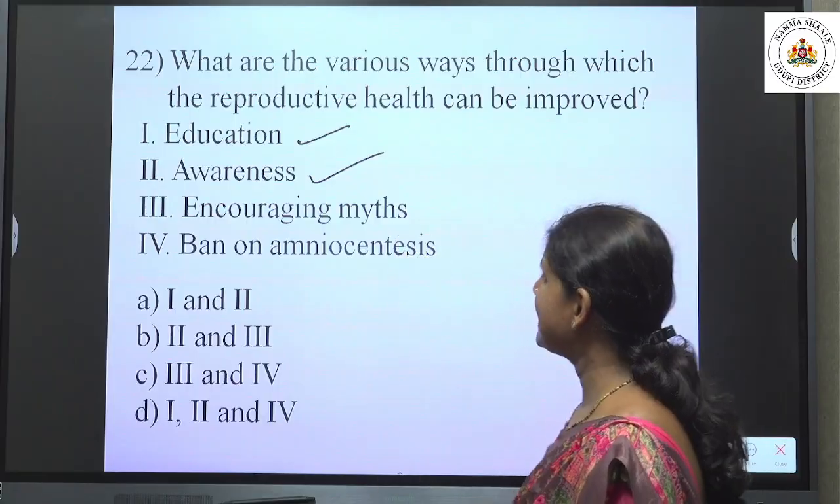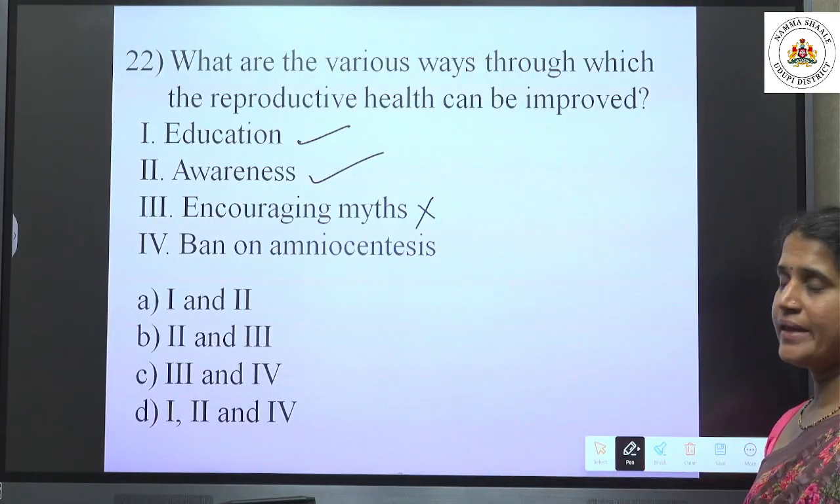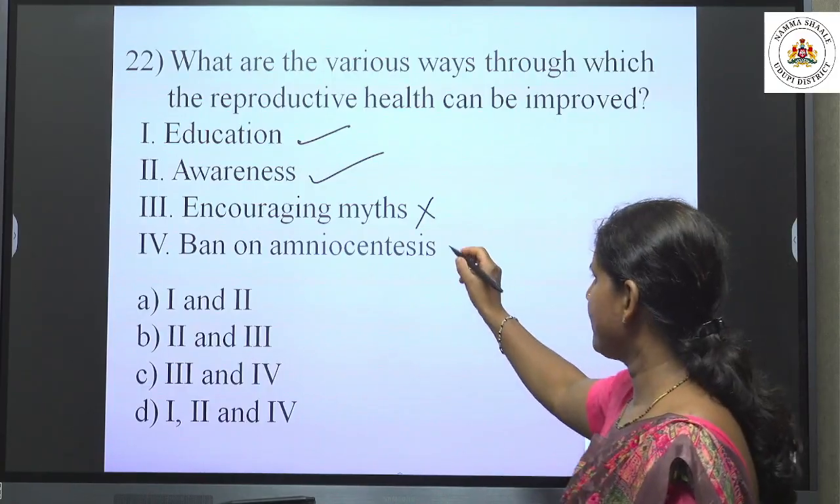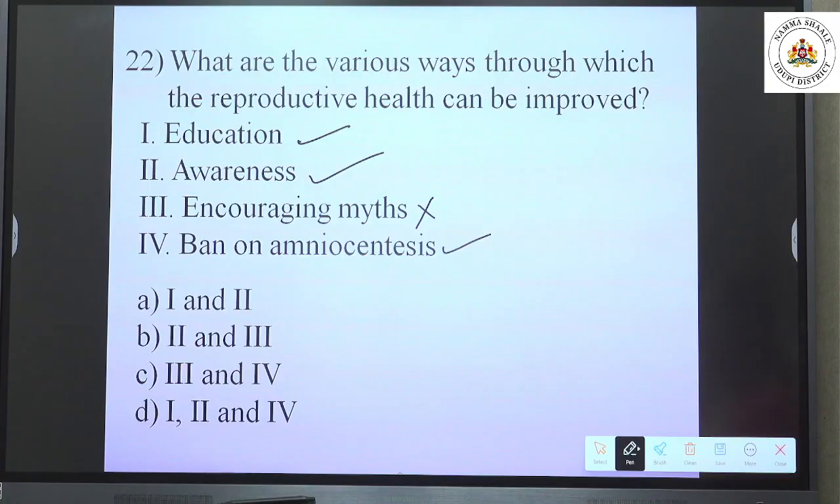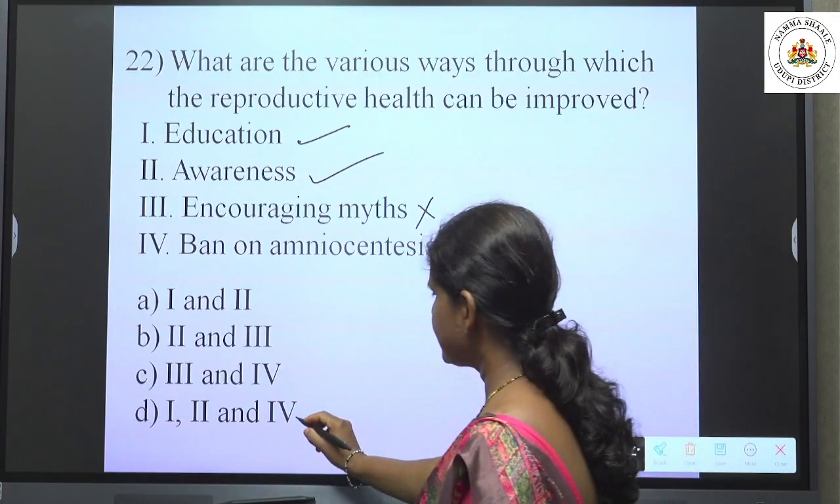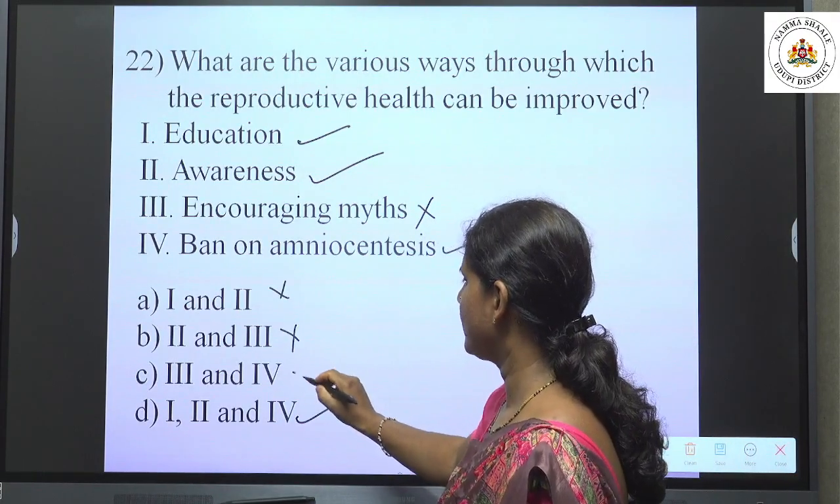And encouraging myths, but it is a discouraging of myths, not encouraging. And the ban of amniocentesis. So hence this is a correct one. First option, second option, and the fourth one are correct. So hence the answer is D, and these are the wrong ones.